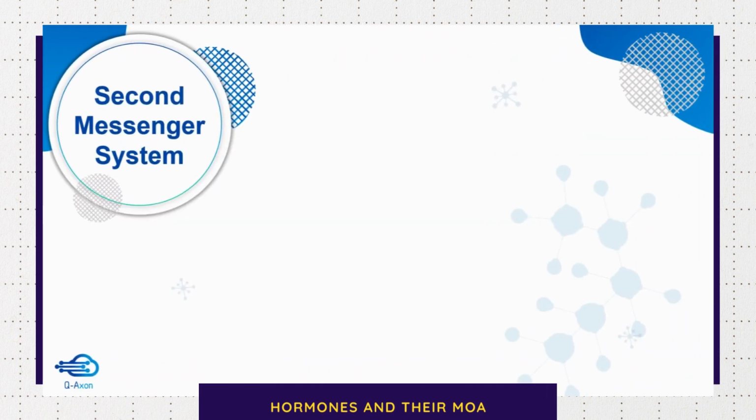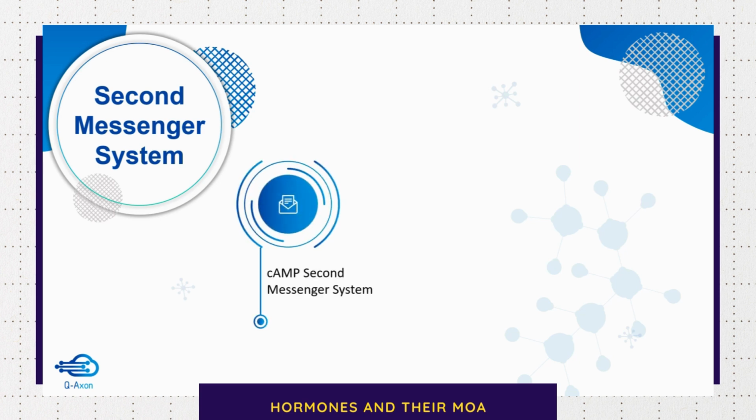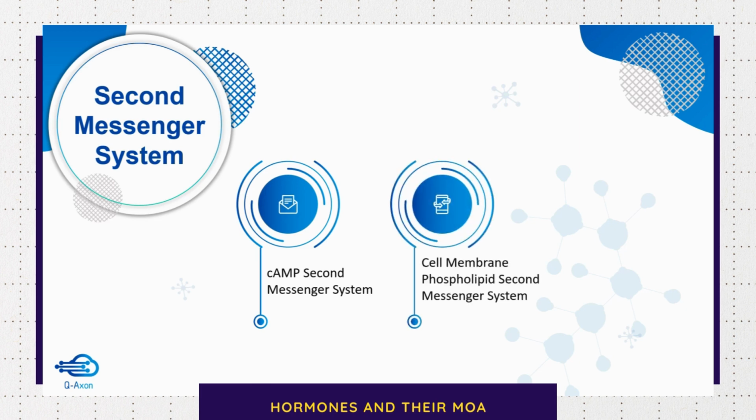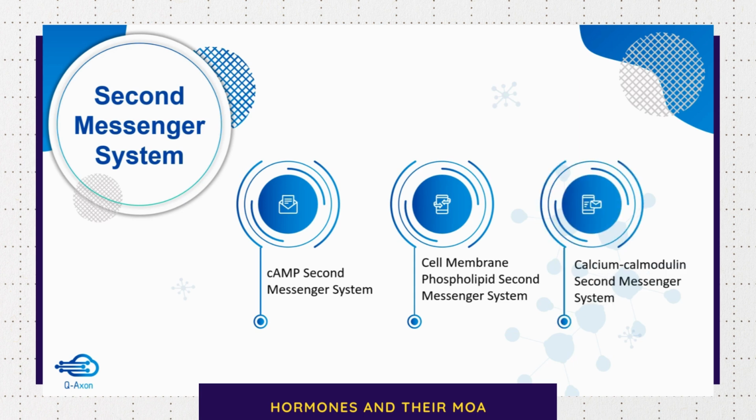Once the hormones bind to the receptor, they activate the second messenger system. Second messengers are intracellular signaling molecules, which respond to the extracellular signaling molecules. Here, in endocrinology, hormones are the first messengers, which trigger the second messenger system. The three types of second messenger system are cyclic AMP second messenger system, cell membrane phospholipid second messenger system, calcium calmodulin second messenger system. These second messenger systems trigger physiological changes at the cellular level.